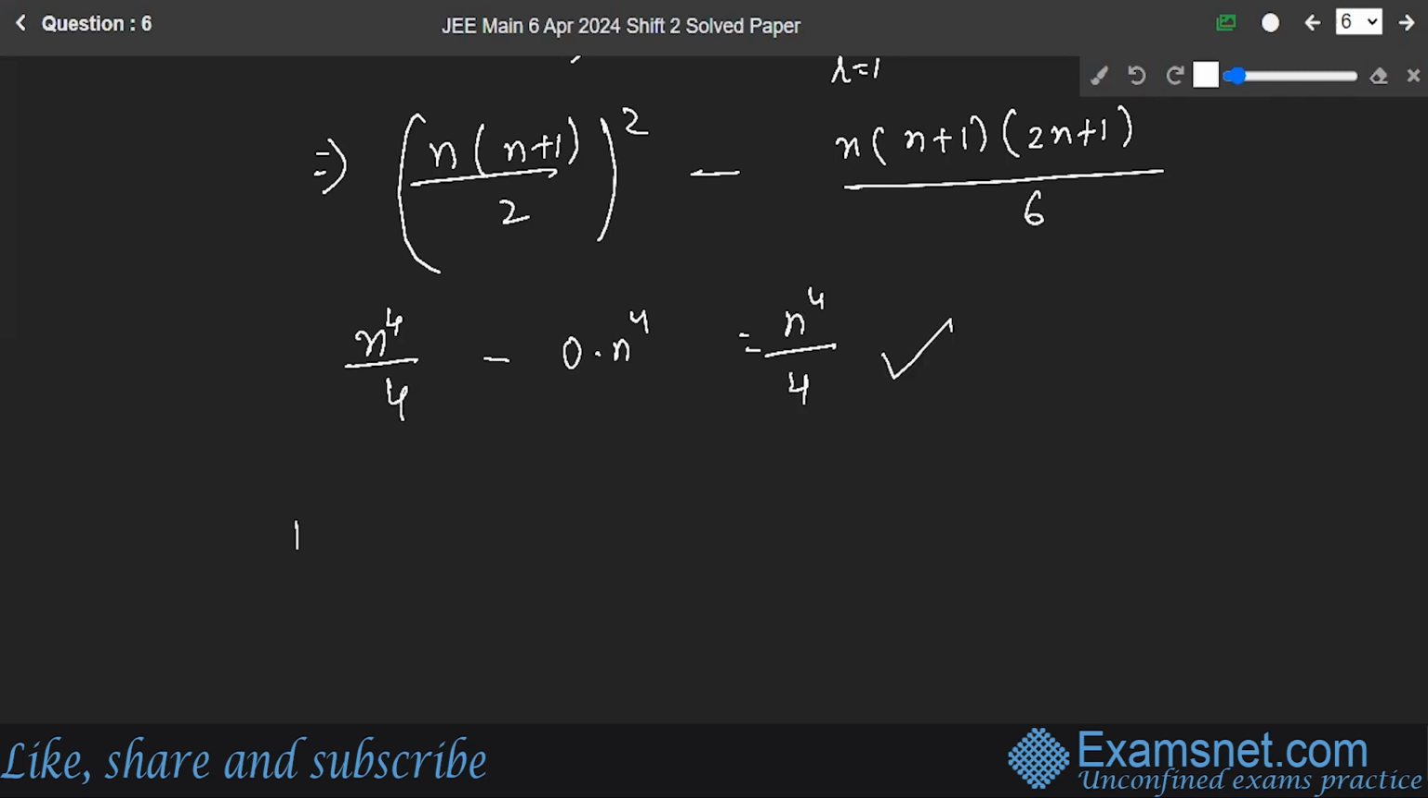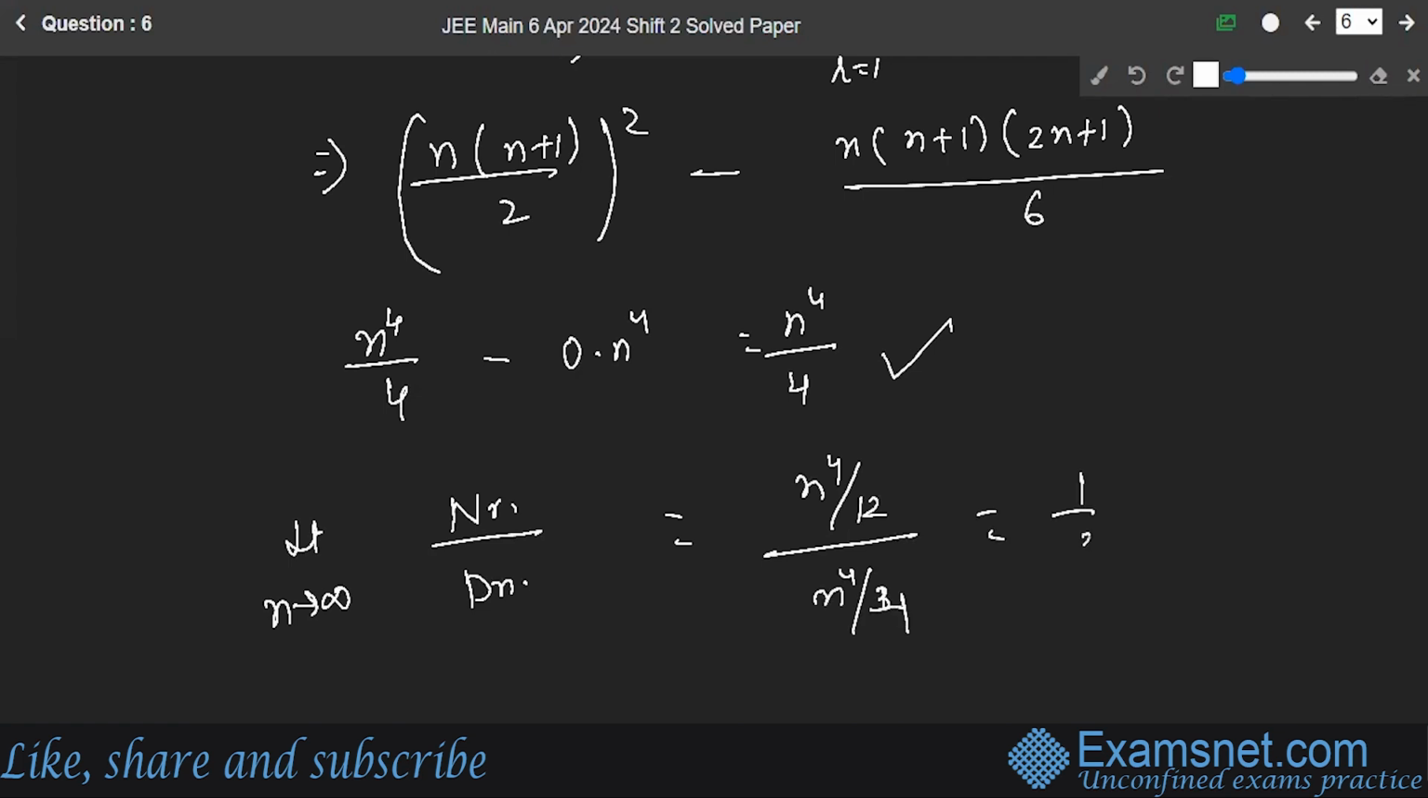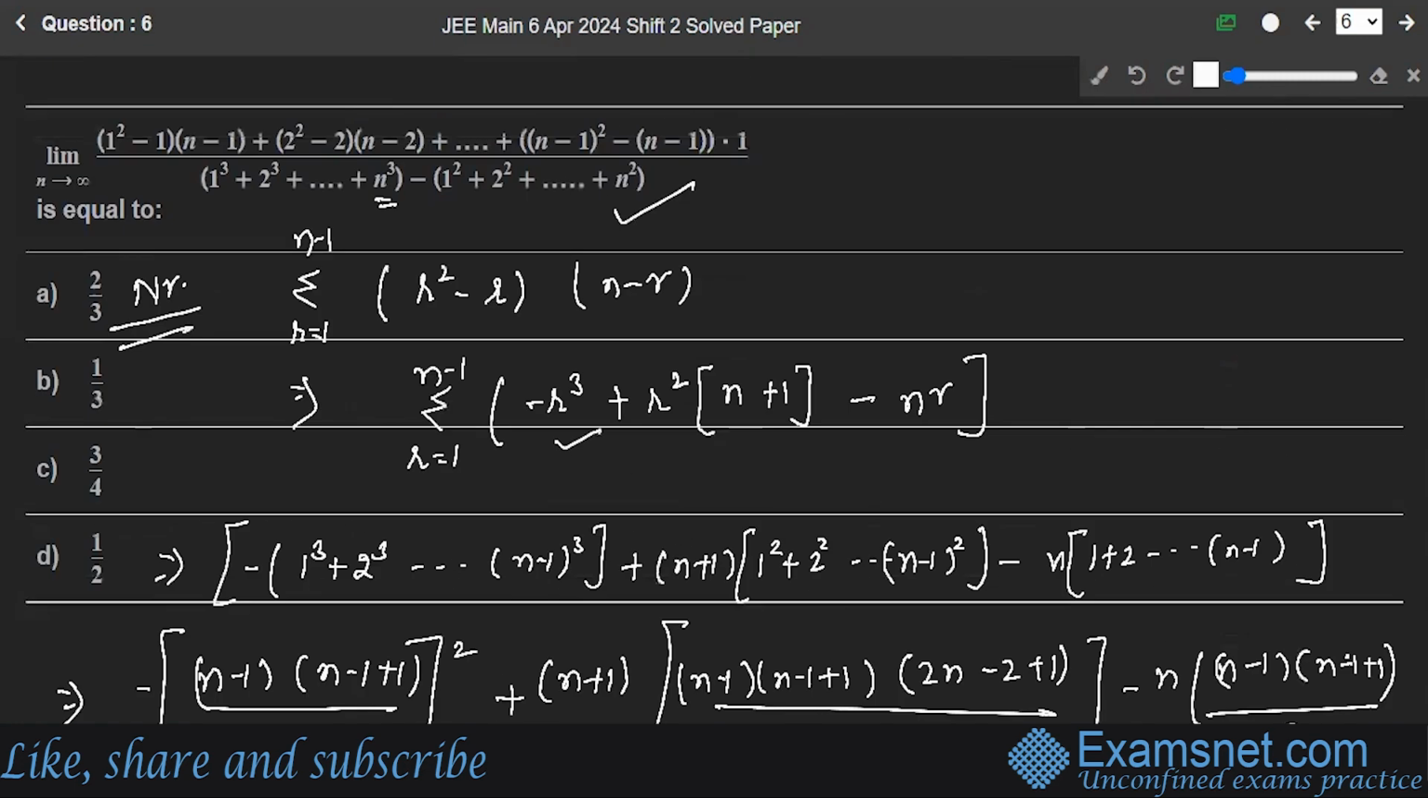So limit n approaching infinity, your numerator divided by denominator gave you this. So the answer will be equal to 1 upon 3. This is the right answer to the question. Let's check with the options. You have option B as the correct answer. Hope you got that. Let's move to the next question.